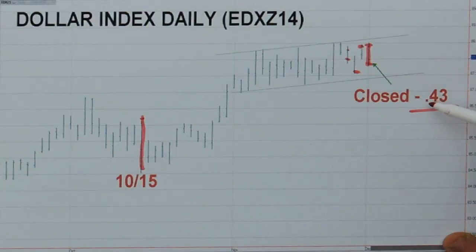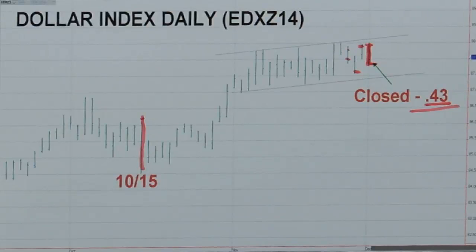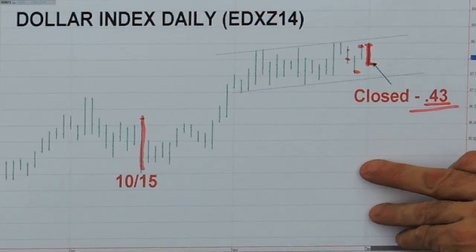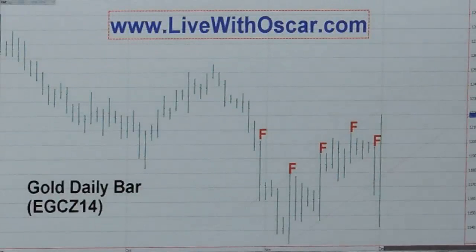Since then, we have not had a single close that was 43 points or more lower than the day before. So the first down day we get, the markets go absolutely berserk. That is because people are very, very concerned if the dollar moves even slightly. You will see that in these next few charts.